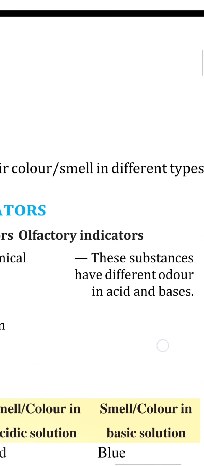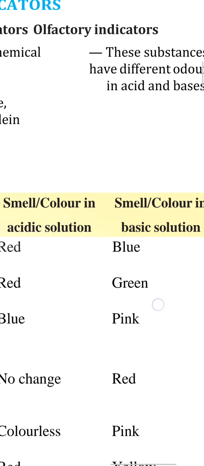Next one is olfactory indicators. These are the indicators which indicate different substances by their odors, whether they are acidic or basic. Like lemon juice: by smelling lemon or citrus fruit we can say these are acids. Bases are soapy in touch. Olfactory acid indicators are clove, etc.